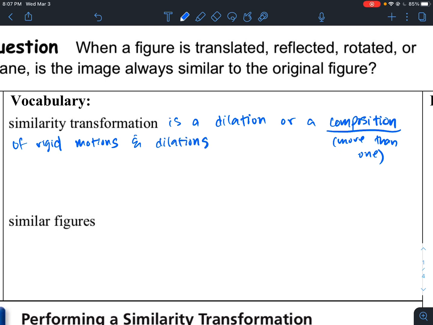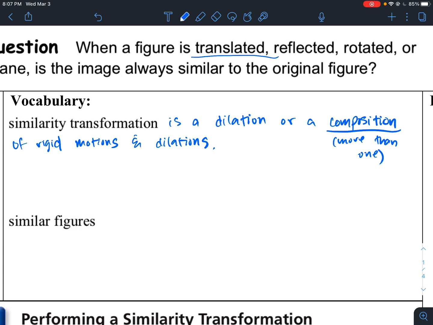Rigid motions preserve the shape, so the shape is the same. For example, a translation is just a movement. You take a square and move it in a direction. A reflection is where you reflect the square across a line, and a rotation is where you rotate the square. The shape of the square is still the same, so that's what is meant by a rigid motion.